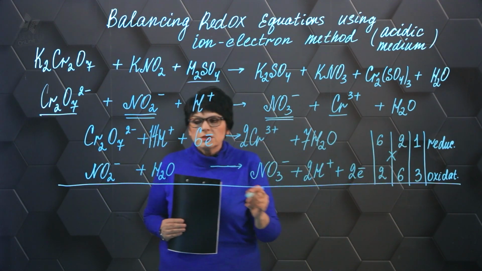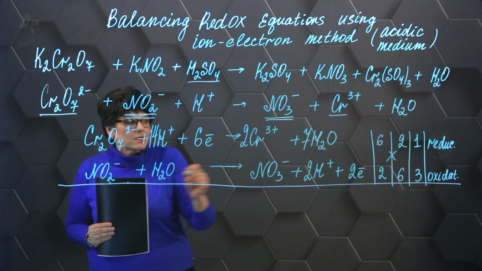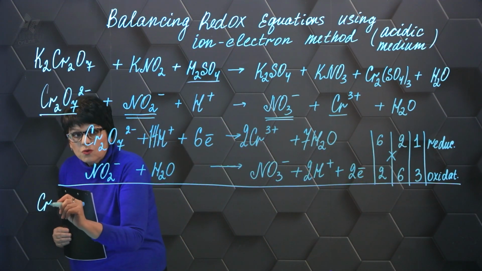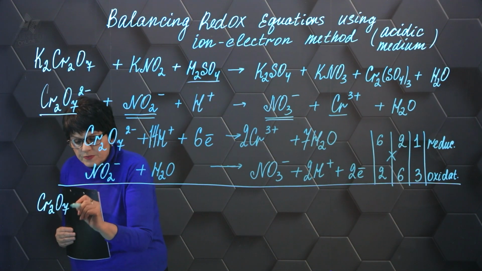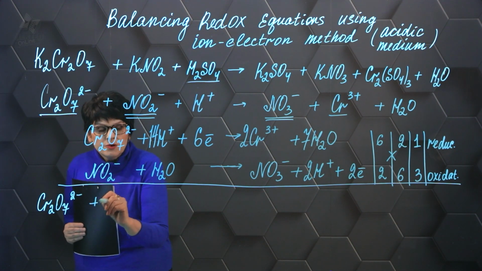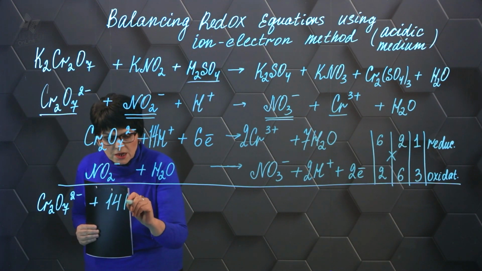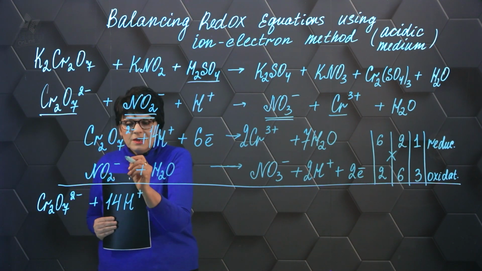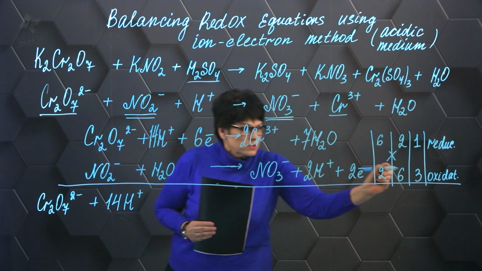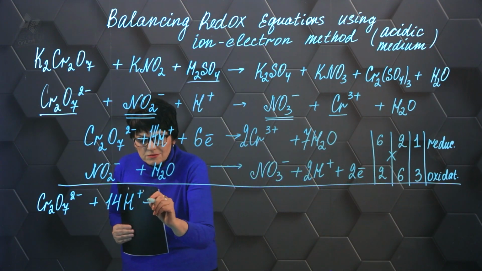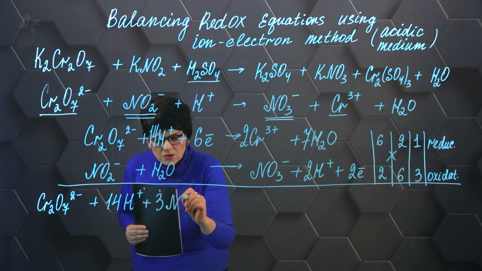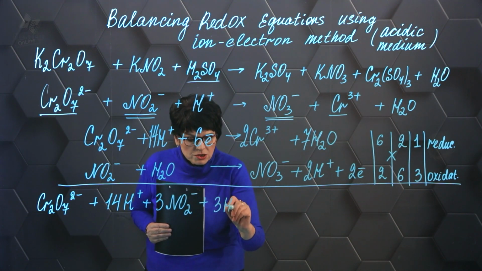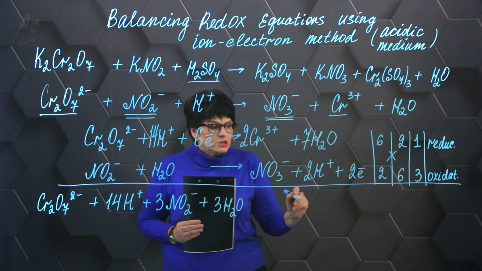At the beginning of the left-hand side, the first multiplier is 1. Then we get Cr2O7 2 minus plus 14 H plus. This is the first reaction of the left side. The second reaction, we have a multiplier of 3. Therefore 3, when we combine NO2 with 3 molecules of H2O and account for the electrons involved, the total comes to 6.